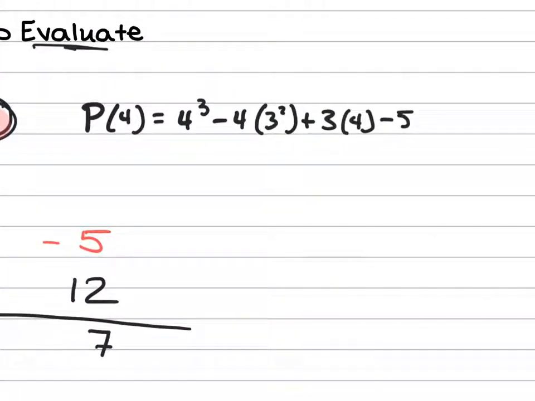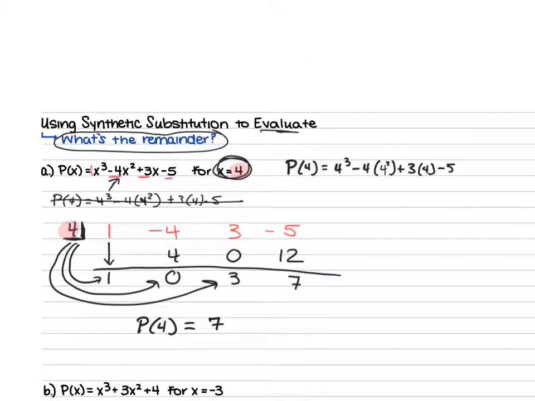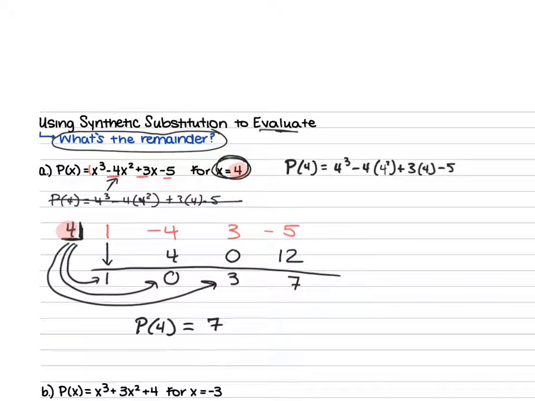I said 4 and then I plugged in a 3. Thank you. It's still very early. 4. Everything else is good though? Let me just double check myself. 4 to the third power minus 4 times 4 squared plus 3 times 4 minus 5.